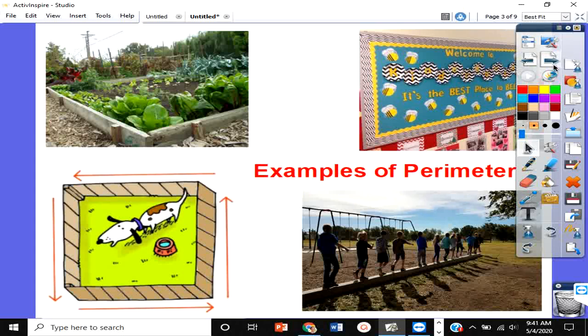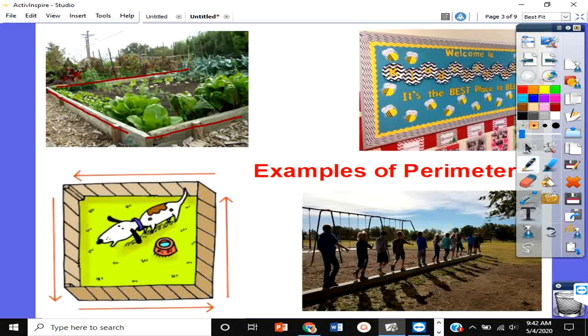The first example here, up on the left, is a garden. And if you notice with that garden, there is a wooden border around the garden to help keep the vegetables and the plants inside that garden. So for the farmer, what he needed to do was measure the distance around the garden area so that he knew how much wood he would need for that border. Let's take a look at another example.